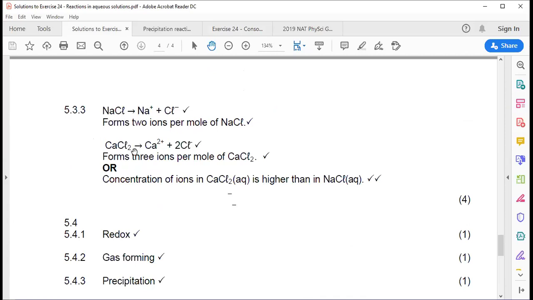Then you go to calcium chloride. What does it form? It forms Ca2+ and 2 Cl- ions. How many ions are we forming here? We're forming 3 ions. Is that clear? So which one is forming more ions per mole here? It's your calcium chloride. So the answer would be calcium chloride.